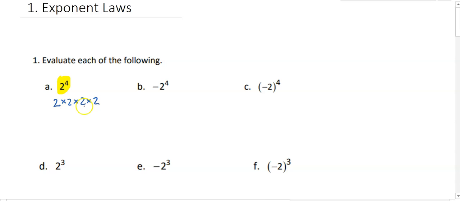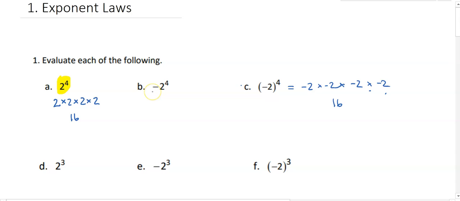2 times 2 is 4, times 2 is 8, times 2 is 16. So we can evaluate a power through repetitive multiplication. The tricky part comes with a negative sign. For example, let's look at C. The negative is inside the brackets. Therefore, it is taking -2 and multiplying it by itself 4 times. -2 is part of the base. And since you have an even number of negatives, 4 negatives makes a positive.